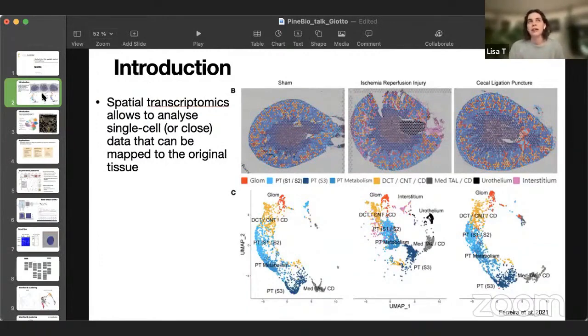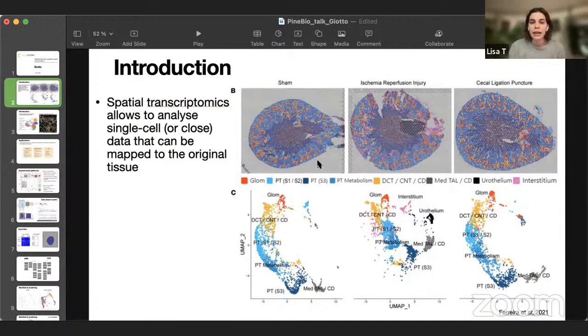But when we analyze data using single cell, we end up with something like this, just cells in artificial dimensions. In this case, it's UMAP, but we never really know where exactly in our tissue these cells are located. And with spatial transcriptomics, finally, we have this opportunity to map the cells to our tissue. Like in this example, this is the kidney: normal kidney, injured kidney, and another injured kidney.